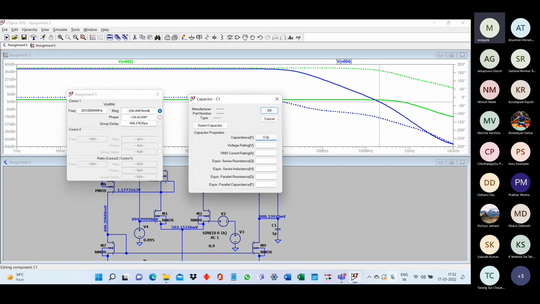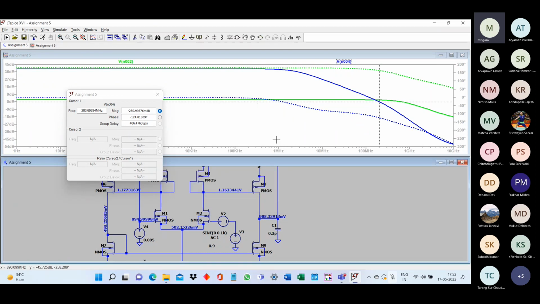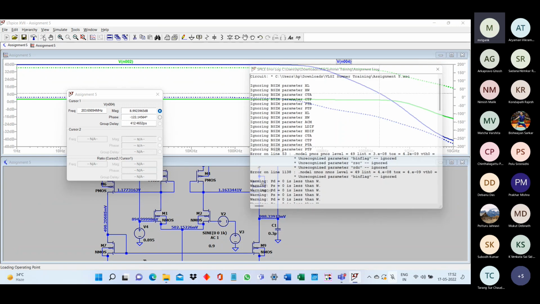Still, we will get not 0.2. Let us give it 0.3 at least. So iteratively, we have to arrive at that capacitance so that we have a required phase margin, and at the same time we have a desired bandwidth also.